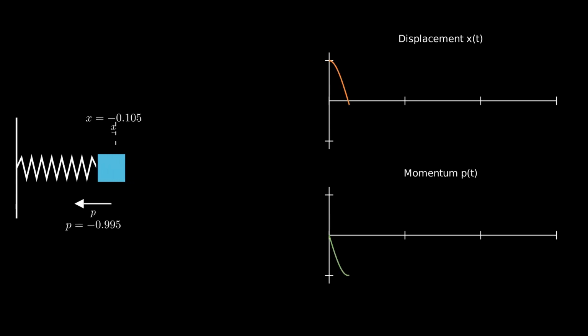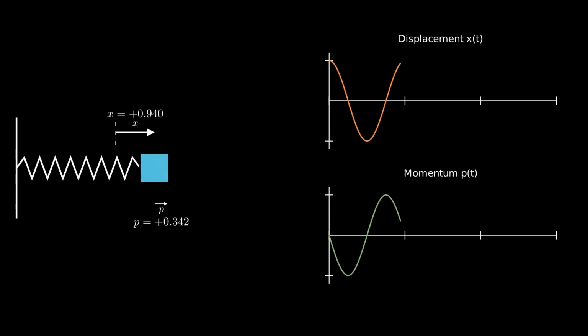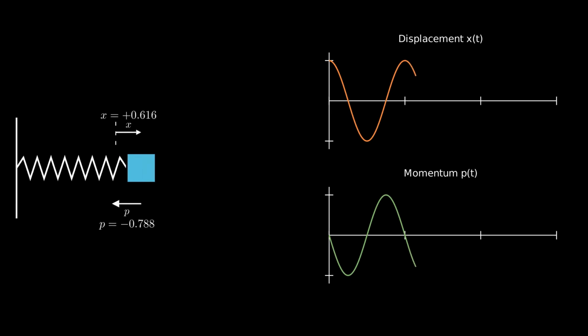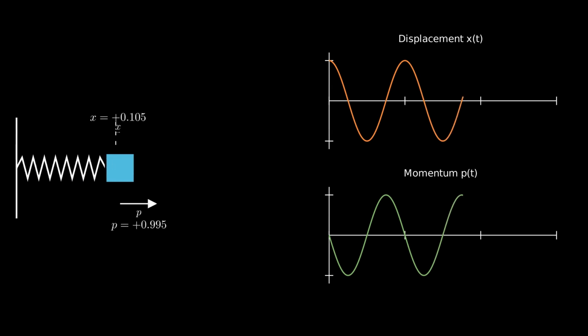Let's take a look at what we see when we plot the displacement against time and the momentum against time on a graph. We get two sinusoidal waves that are slightly out of phase with each other. Here, you can also see how the displacement is maximum when the momentum is zero. And here you can see how the momentum is maximum when the displacement is zero.